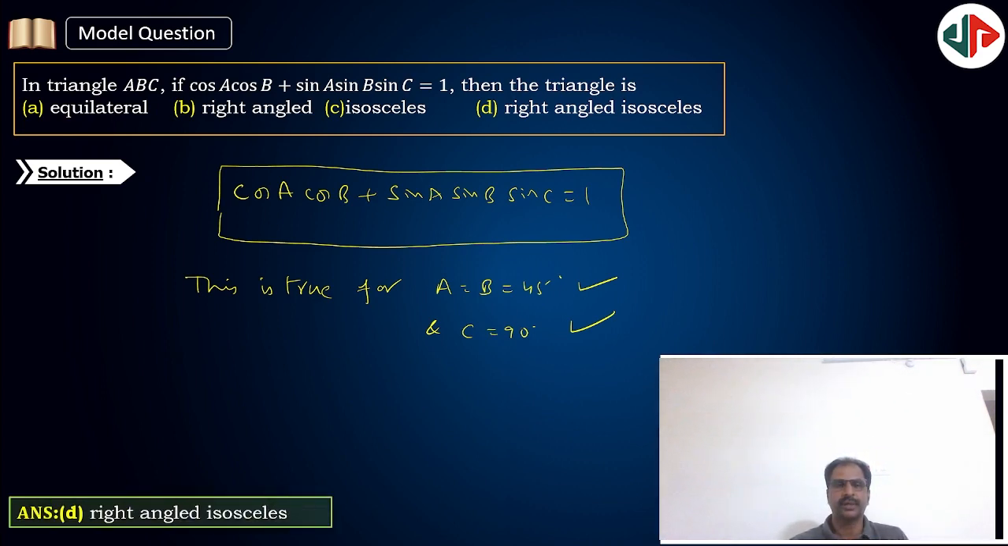You have to do this by trial and error, by verification. So you should think of what values of A, B, C satisfy this condition. It is satisfied for A and B 45 and C 90, and hence the triangle is right angled isosceles.